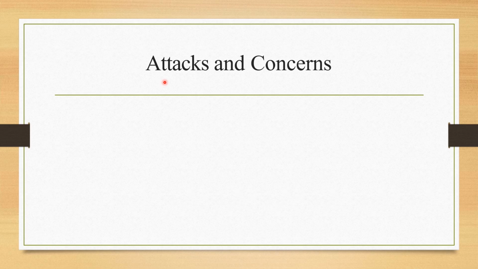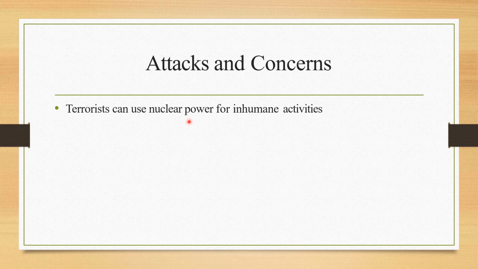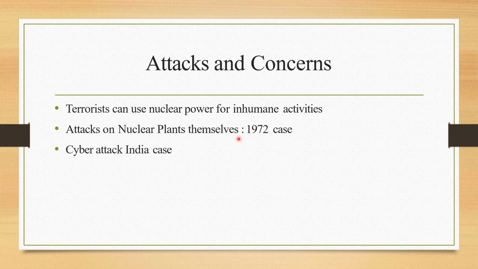An important aspect of nuclear power is attacks and concerns on nuclear plants themselves. Obviously, terrorists can use nuclear power for inhuman activities. However, attacks on nuclear plants themselves are a major concern. In 1972, the nuclear plant inside New York University was threatened to be misused in case the government did not meet the terrorist demands. A few years later, a similar case was to happen at the Oak Ridge nuclear plant, where they reached 800 feet close to the plant. However, the day was finally saved.